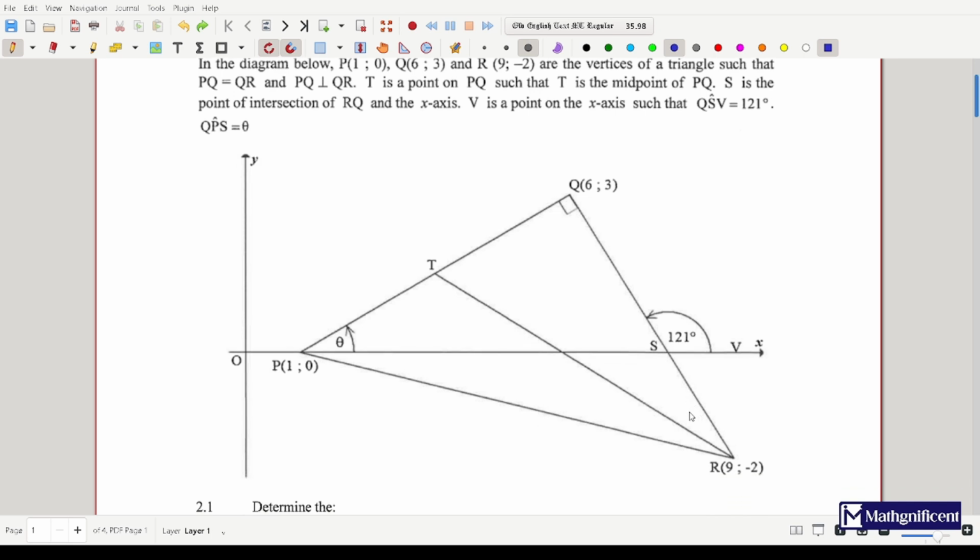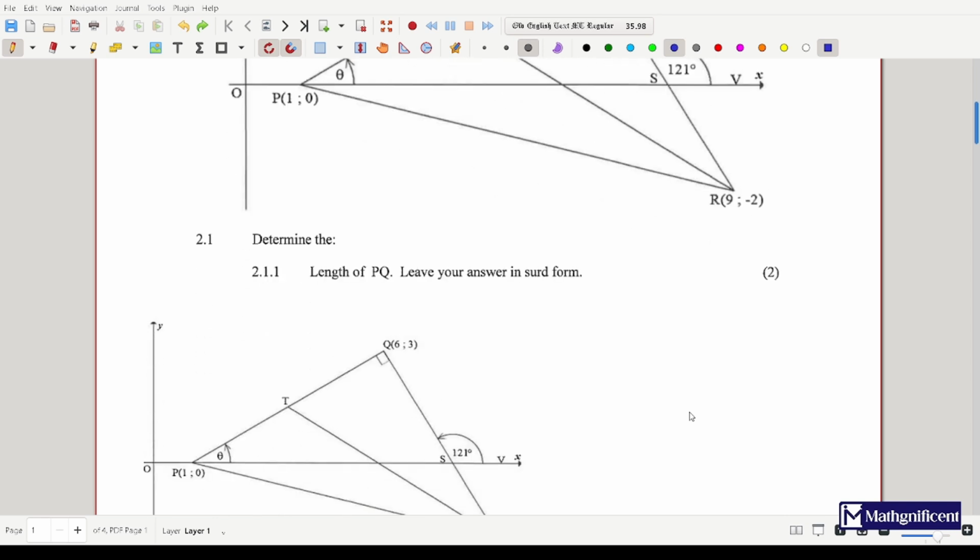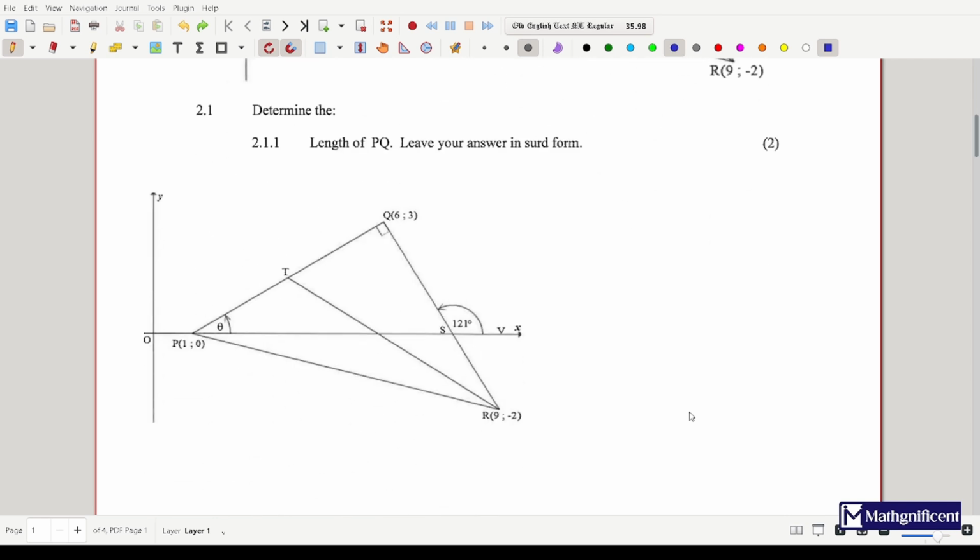So let's first read our first question here. It says that we should determine the length of PQ, right? So they want us to determine this length here. Let me quickly highlight this length that they are referring to. We must calculate this length here that they are referring to.